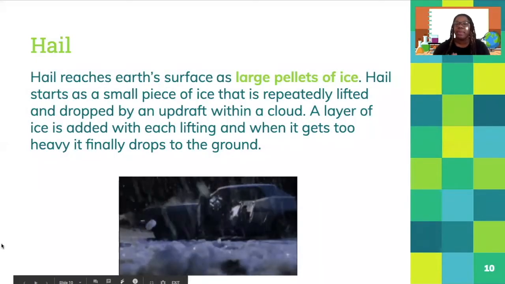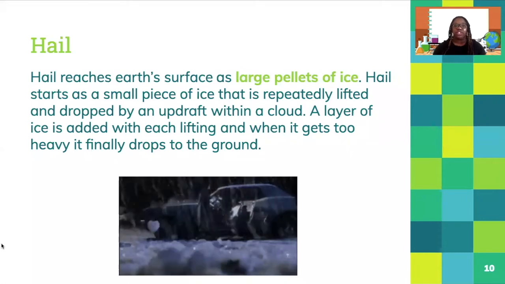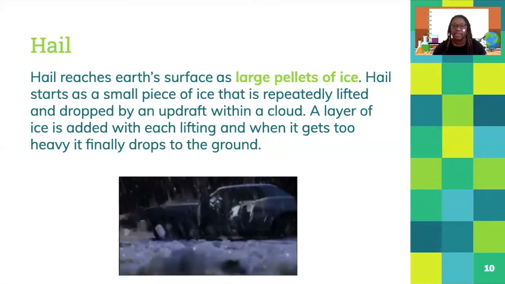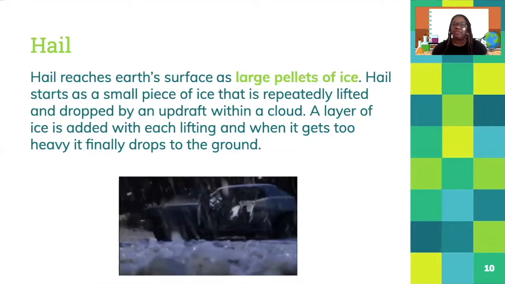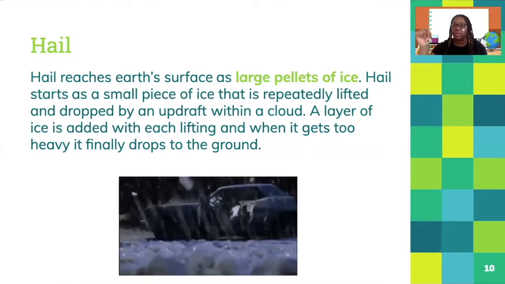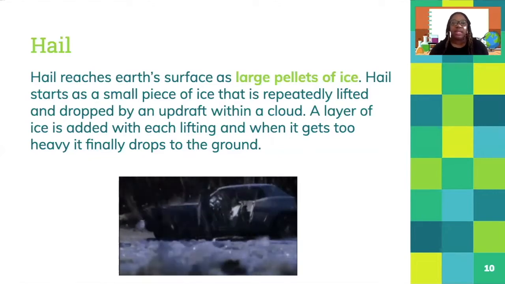All right. So now we have hail. So hail reaches Earth's surface as large pellets of ice. If you've ever been in a hailstorm, it's a little nerve-wracking because it's like pebbles just hitting your car, just hitting your house, right? So hail starts off as a small piece of ice that is repeatedly lifted and dropped by an updraft within a cloud. So we got a little piece of ice, it goes up, goes down, goes up, goes down. Yeah, my hand looks weird. All right. And then a layer of ice is added with each lifting, and when it gets too heavy, it finally just drops to the ground.